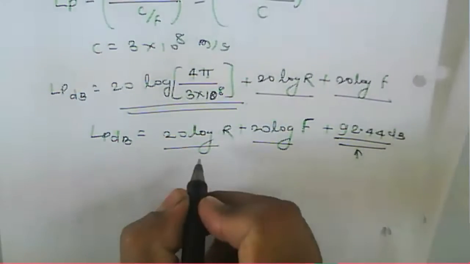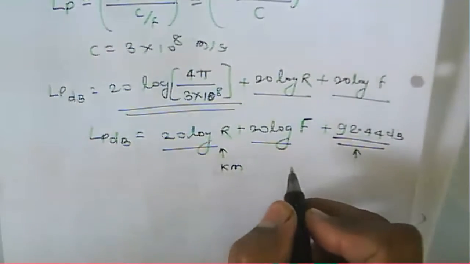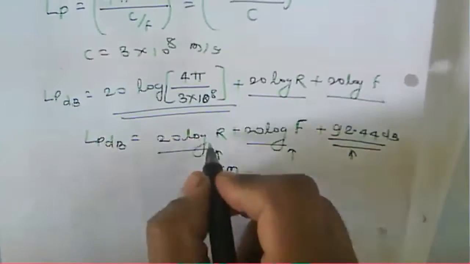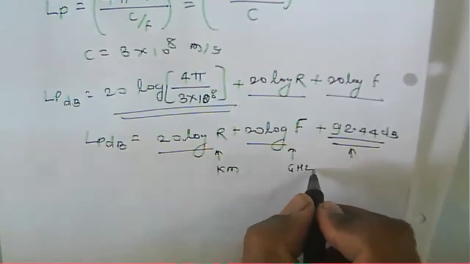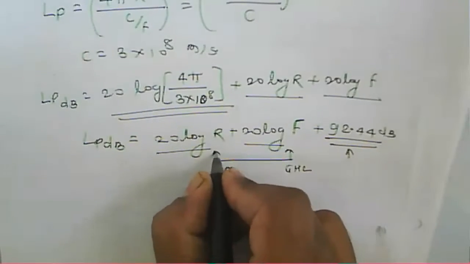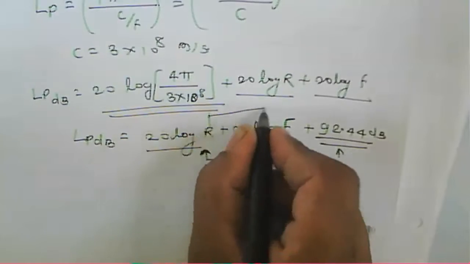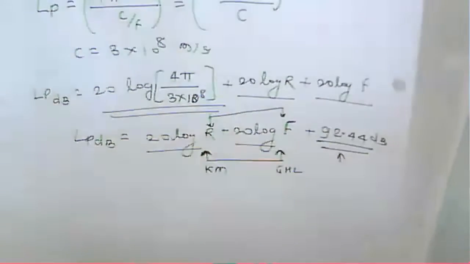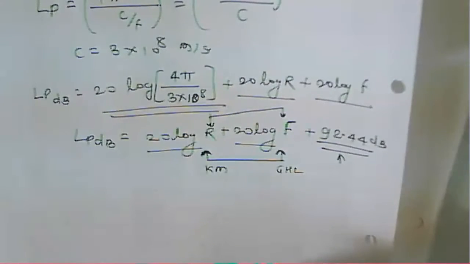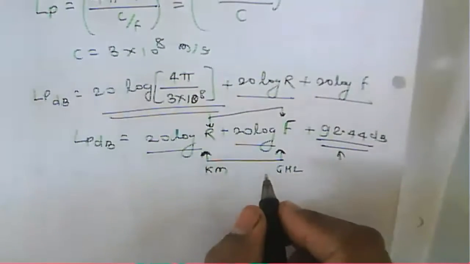Now from this equation, you see that r is in kilometers for a particular frequency, and frequency is in gigahertz. So the path loss depends upon both these components, that is your distance from the transmitter to the receiver and the operating frequency.